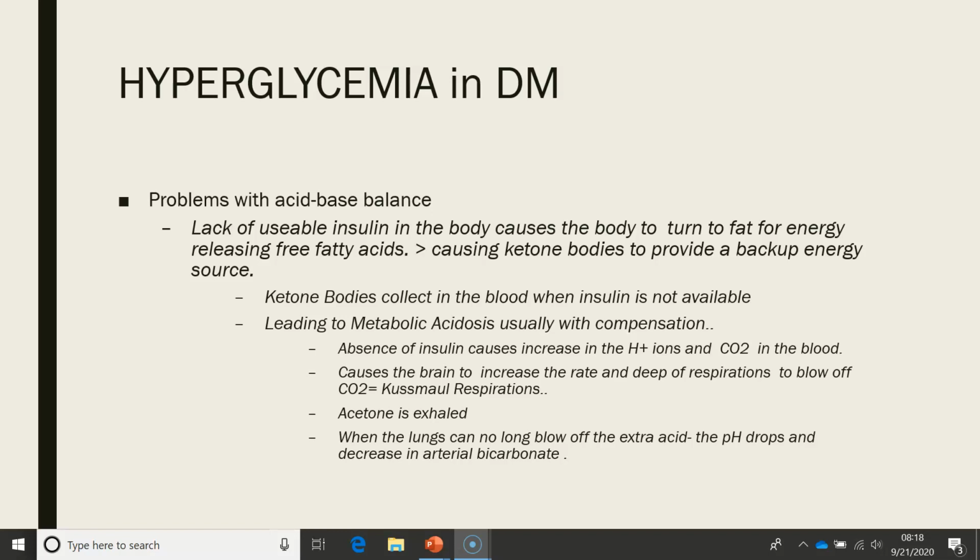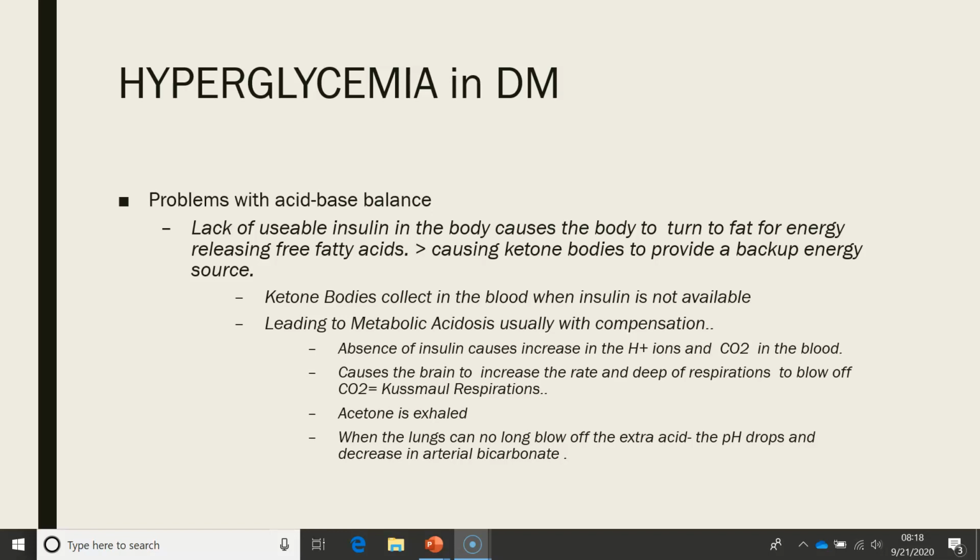When you have a lack of usable insulin in the body, the body has to turn to fat for energy, thus releasing free fatty acids. And what this does is it causes ketone bodies to provide even a backup energy source. Ketone bodies collect in the blood when insulin is not available. This leads to metabolic acidosis, usually with compensation.